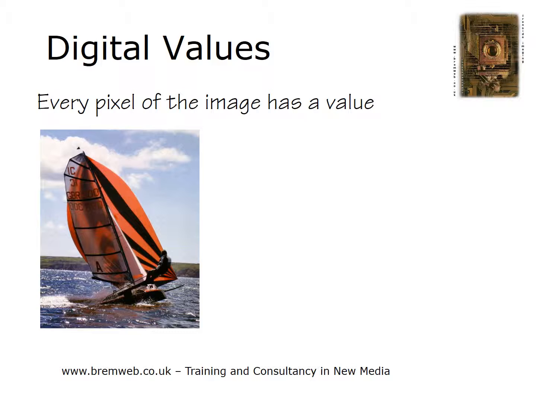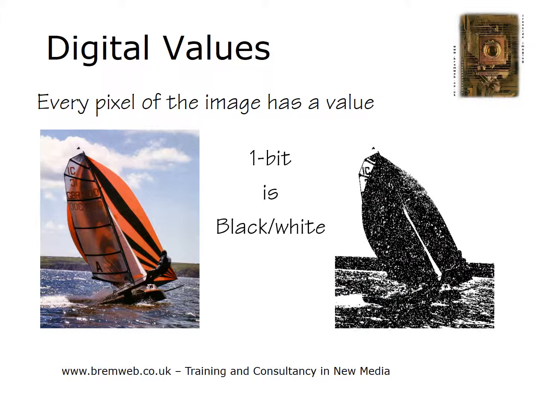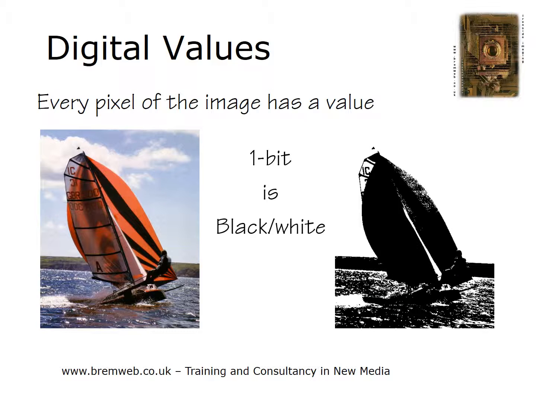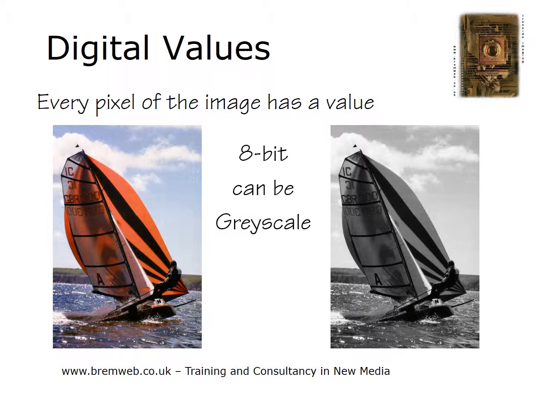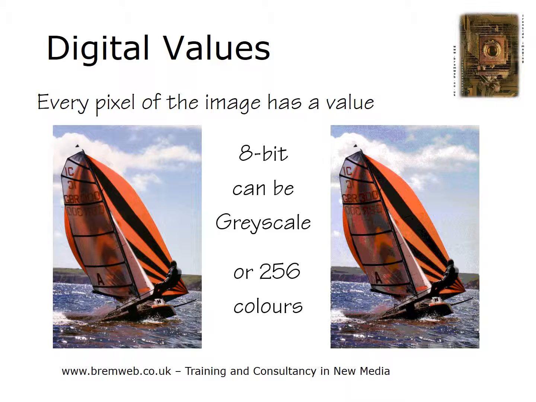So each one of the pixels in this image has a value. If it's 1 bit, then it could only be black or white, and we would see just an image made up of either black or white. If it's 8-bit, then it can be grayscale. So then we can have 256 different values of black or white, or any of the values between the two. Or we could make 256 values, but they are specified values. If you look at the quality of those, the image is not great quality because there's only a limited amount of colours available, because they've only chosen 256 different colours.